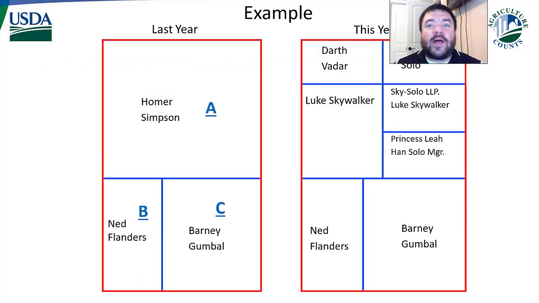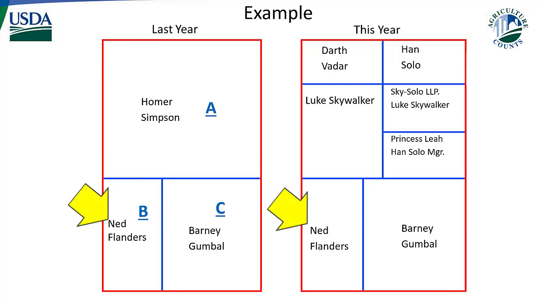Here is an example of a segment that has changed from when it was last surveyed. There have been several changes in operators, but Ned Flanders and Barney Gumble are still operating in the segment. Their tract letters will be unchanged. The enumerator will start lettering tracts with the next unused tract letter, which is tract B in this case. The most important point is that all tracts have a unique sequential tract letter, and any new tracts are labeled with the next unused letter.